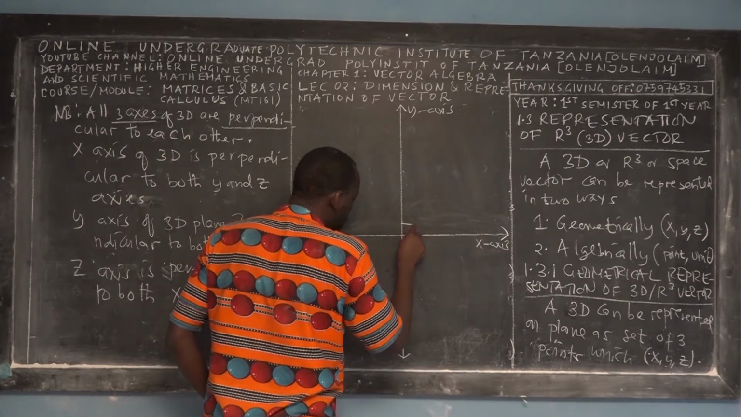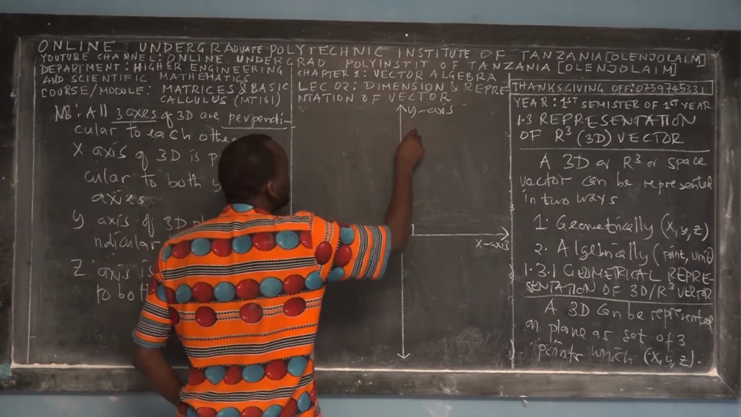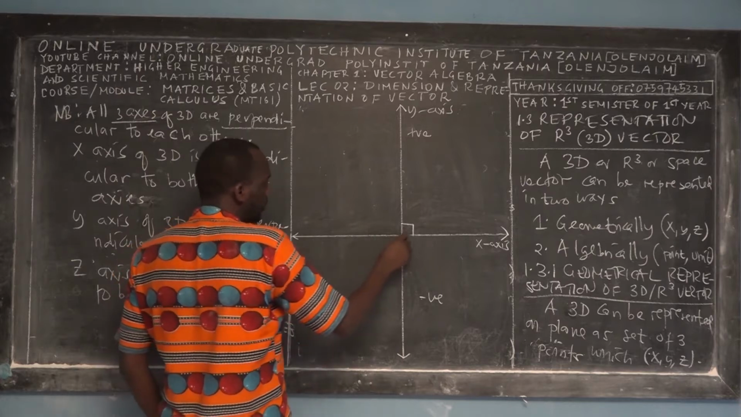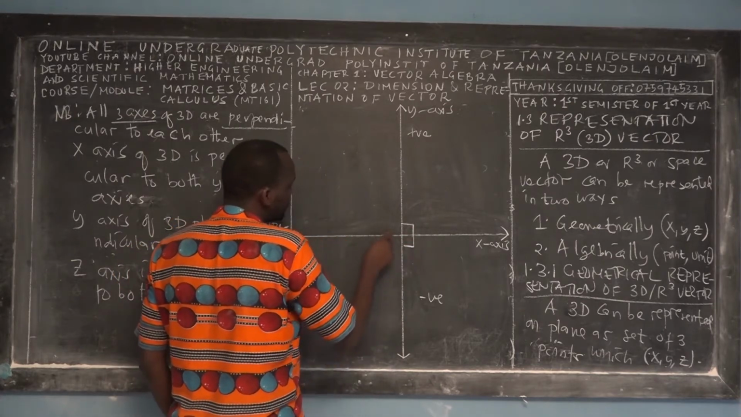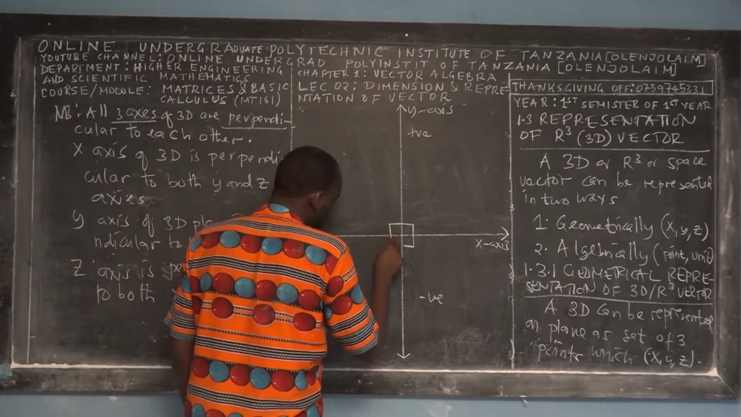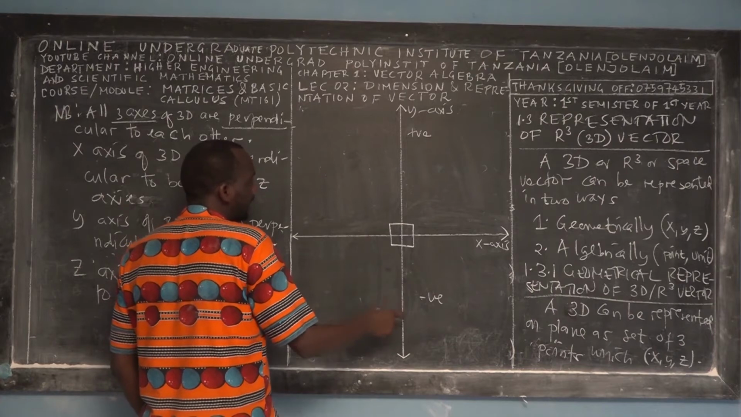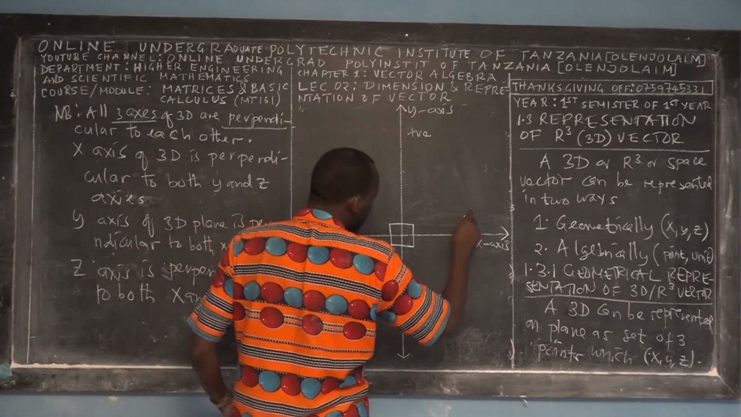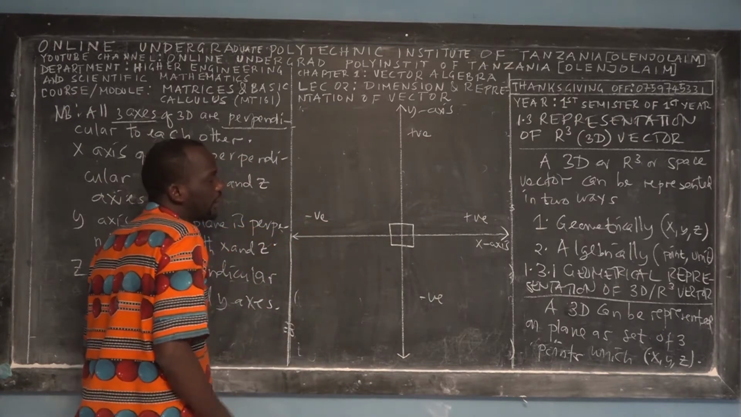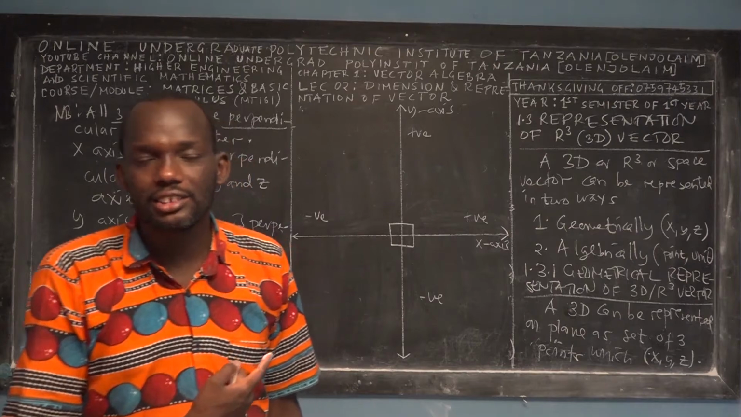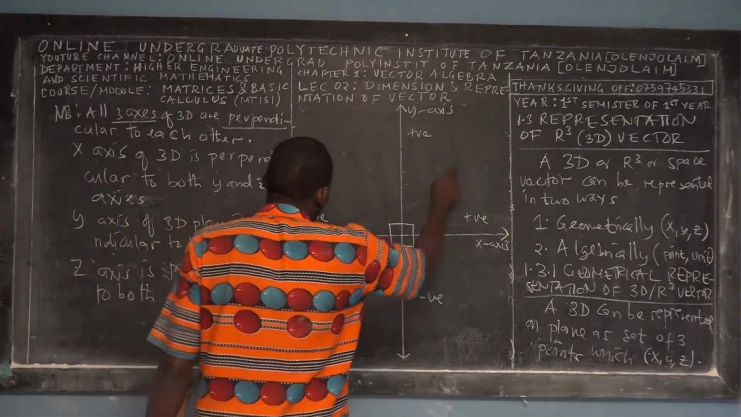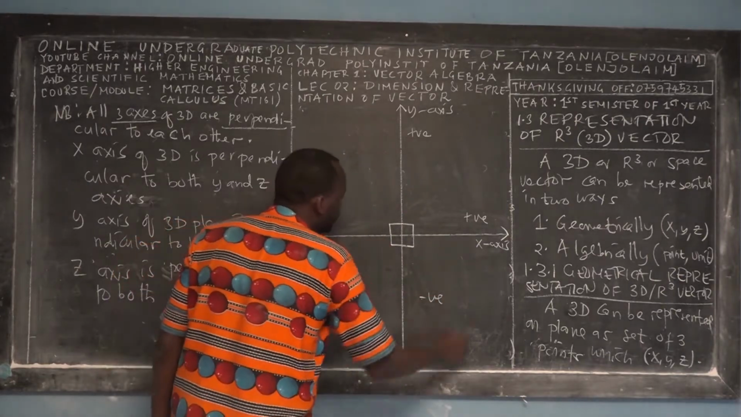So y-axis, positive, this is positive y-axis, and this is negative y-axis. Also, this is positive x-axis, and this is negative x-axis. So you agree with me that the two axes are perpendicular to each other, whether in first quadrant or second quadrant or third quadrant or fourth quadrant.